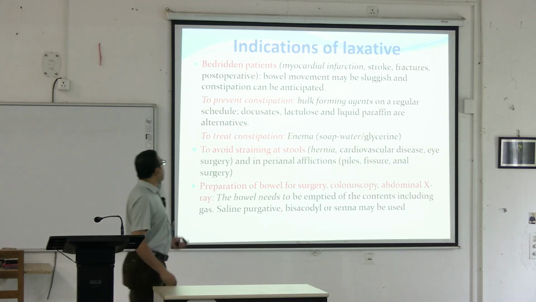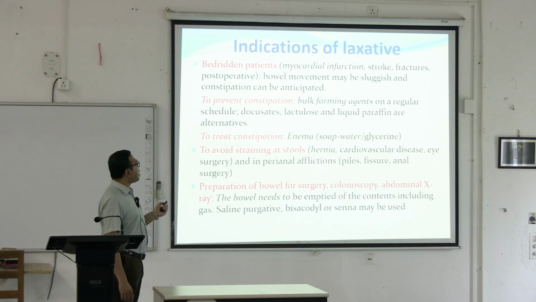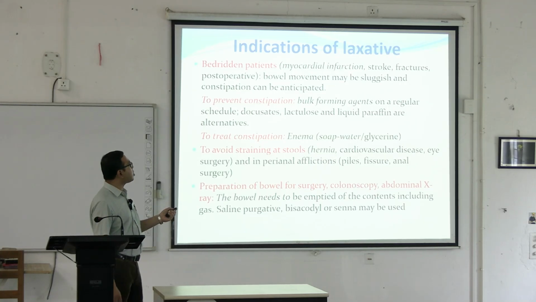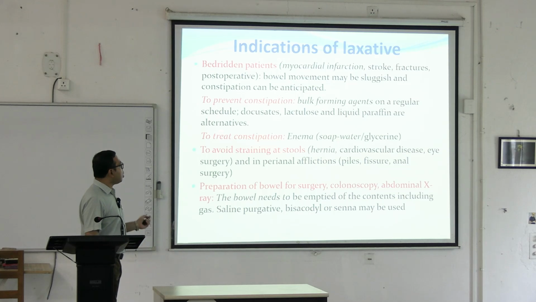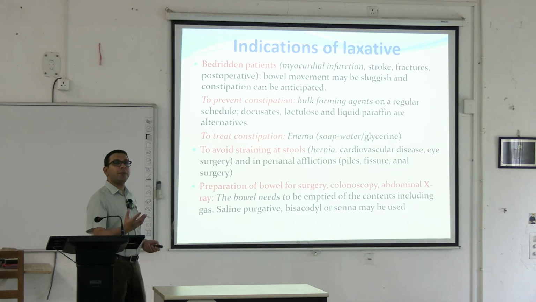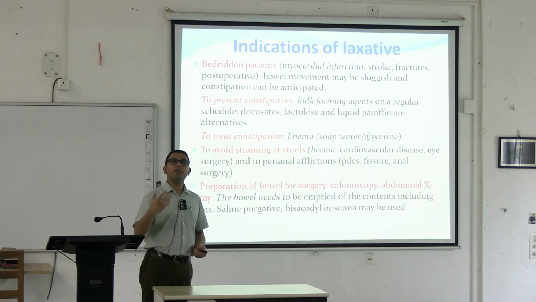Bedridden patients are very common, such as after myocardial infarction, stroke, fractures, etc. Here the bowel movement is sluggish, and constipation may be there. To prevent constipation, we can use bulk forming agents or docusates, and lactulose can be given. In severe constipation, if it needs an enema or manual extraction, we can give the enema in some of the cases.